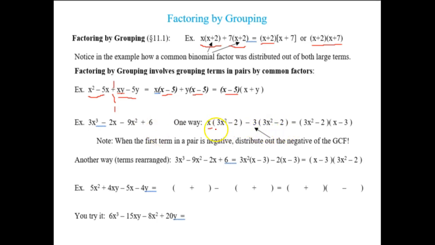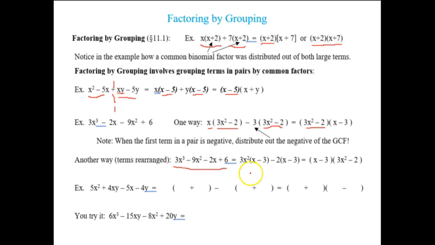And so then you see that I have a common binomial factor of 3x squared minus 2. So I pull that 3x squared minus 2 out to the front, and that leaves me with x minus 3. So that is the answer. Now, you could have also rearranged the terms. Some of you might have noticed that the terms are not in descending order. So we could rearrange the terms in descending order and then distribute out your greatest common factor.